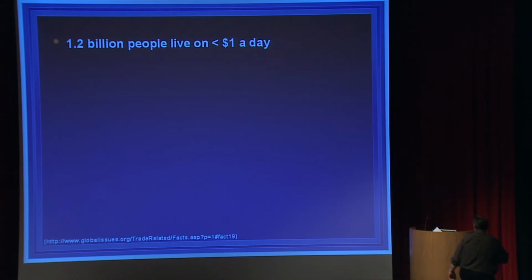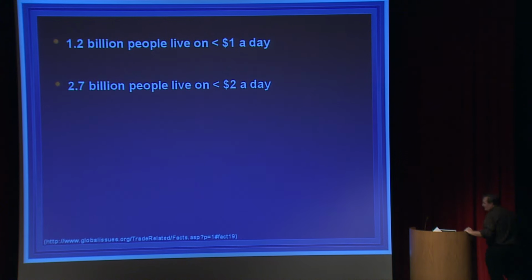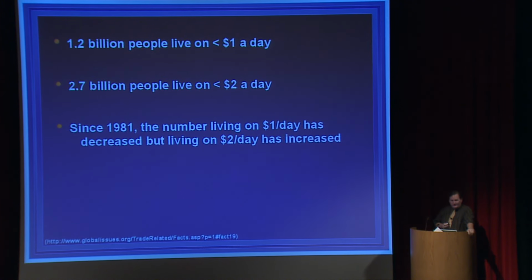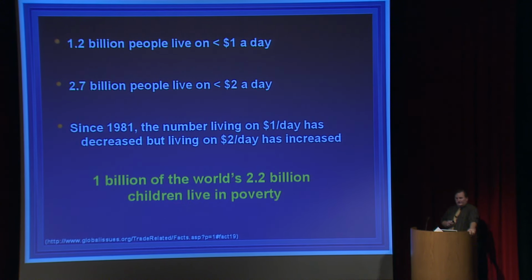1.2 billion people surviving on less than $1 a day, 2.7 billion more on less than $2 a day. And that area between less than $1 and less than $2 a day has changed over time, as you see from this particular bullet point. And so 1 billion, more than half, almost half of the world's children live in poverty.